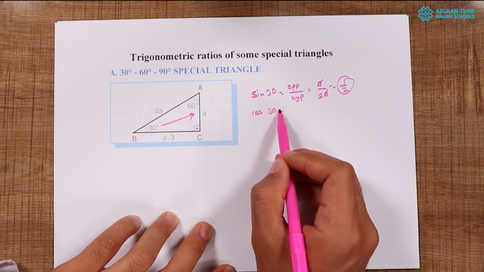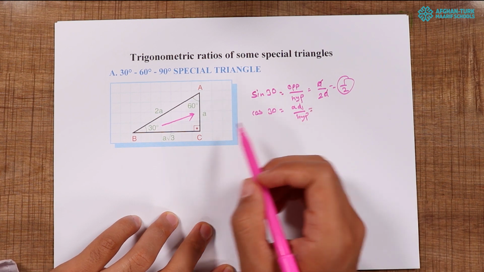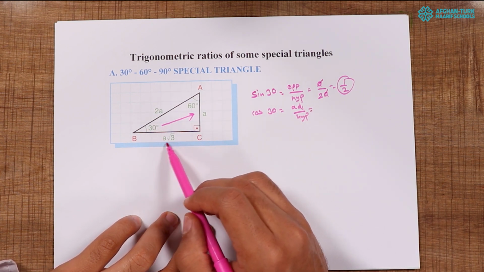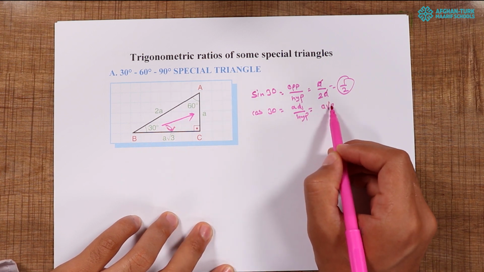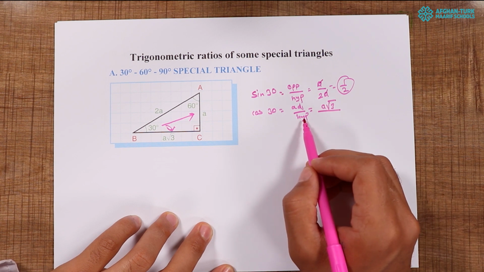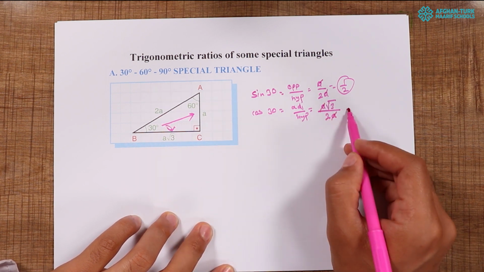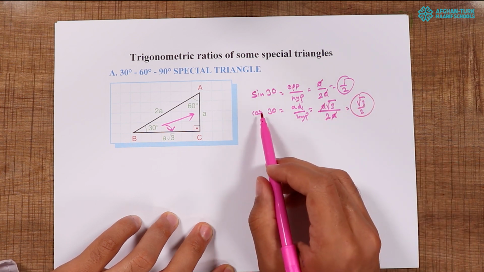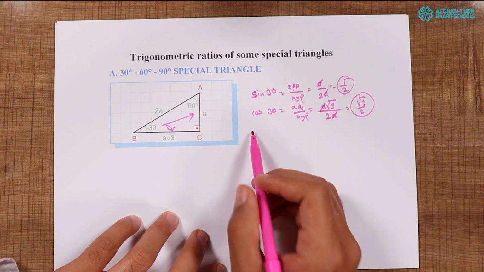Cosine of 30 degrees is equal to adjacent over hypotenuse. What's the adjacent side of angle 30? This side. A square root of 3. Our hypotenuse is 2a. We can cancel a with a, so the answer is square root of 3 over 2. So cosine of 30 degrees is always square root of 3 over 2.